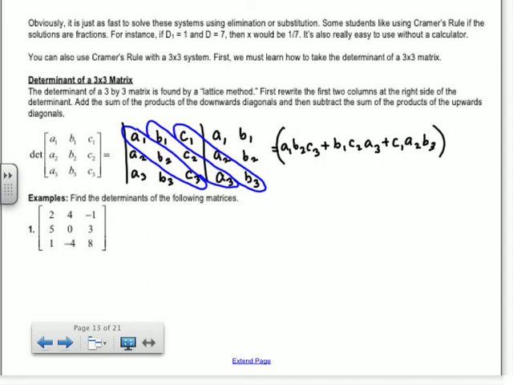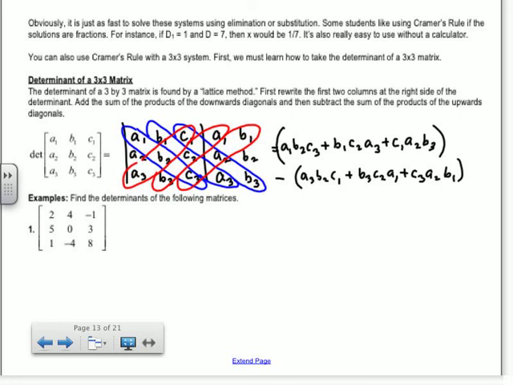And then you subtract out the sum of the upwards. So see where your upwards diagonals are? So right there, there, and there. So you're going to have A3B2C1 plus B3C2A1 plus C3A2B1. Okay. If you guys memorize this, I will hurt you. Do not memorize this. That would be ridiculous. You're just going to know the method.